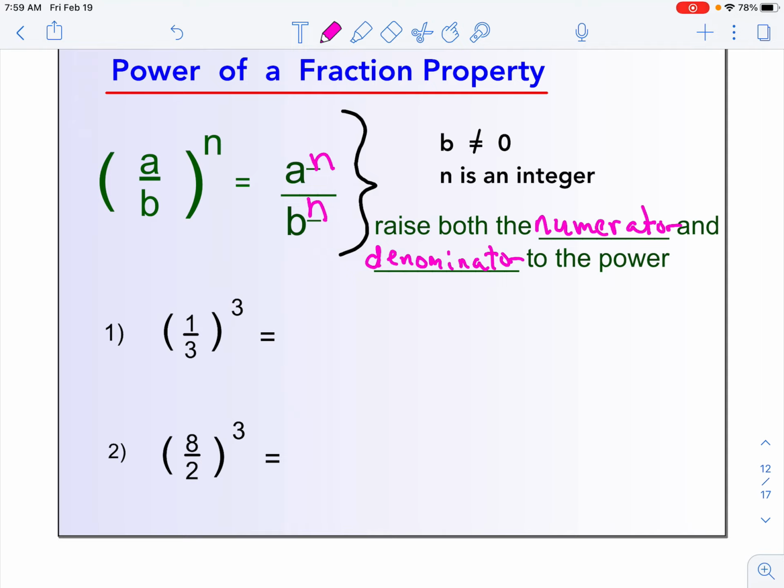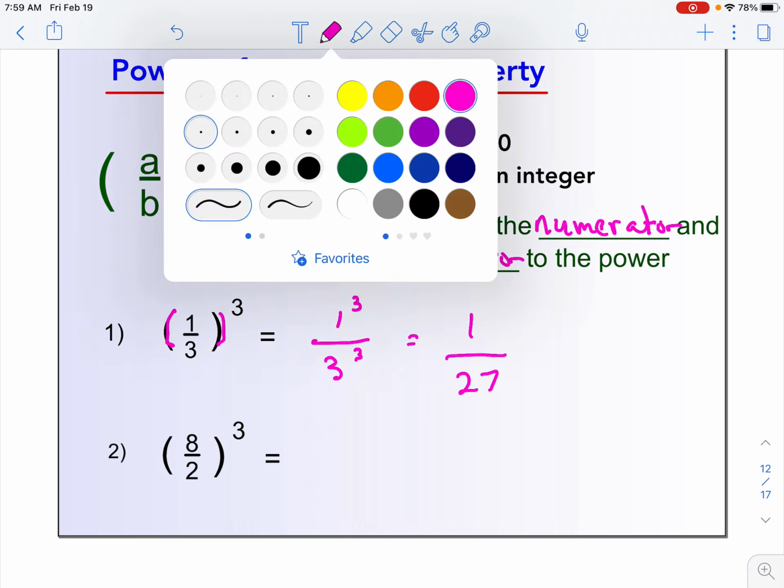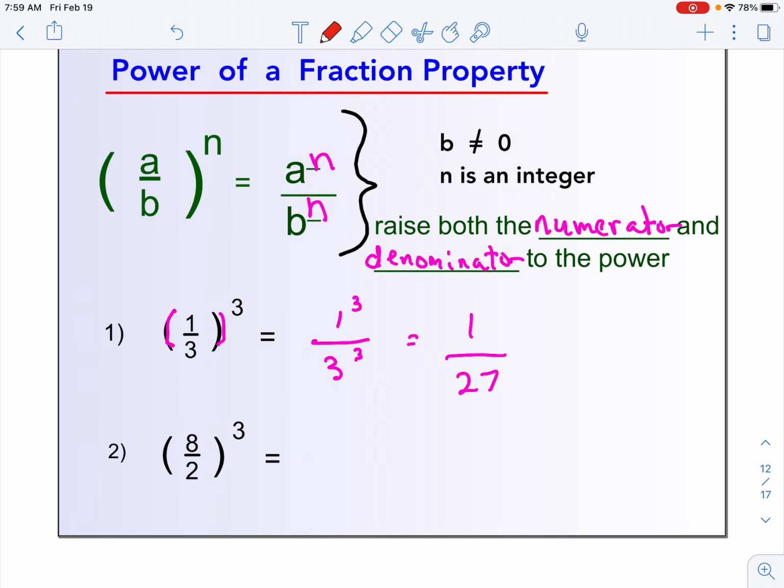So again, this would become 1/3 raised to the third power. I'm going to take 1 and raise it to the third power, and 3 and raise it to the third power. 1 to the third power is 1. 3 to the third power is 27. 3 times 3 is 9, times 3 is 27. Okay, you try the next one. Even though the numbers are big, see if you can figure out what to do.